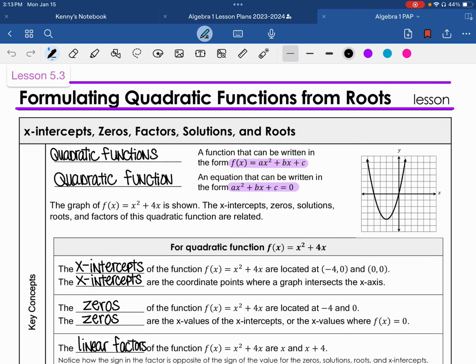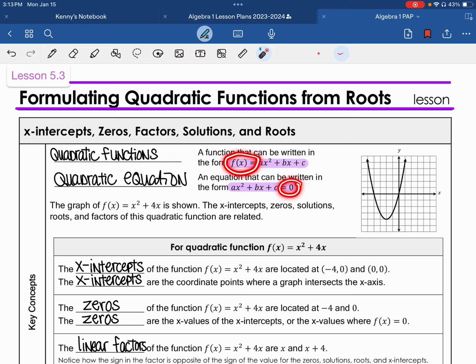Today's lesson is lesson 5.3, Formulating Quadratic Functions from Roots. Remember that a quadratic function is a function that can be written in the form f of x equals ax squared plus bx plus c. And a quadratic equation is an equation that can be written in the form ax squared plus bx plus c equals 0. Notice in these two forms, the only difference is our equal part.